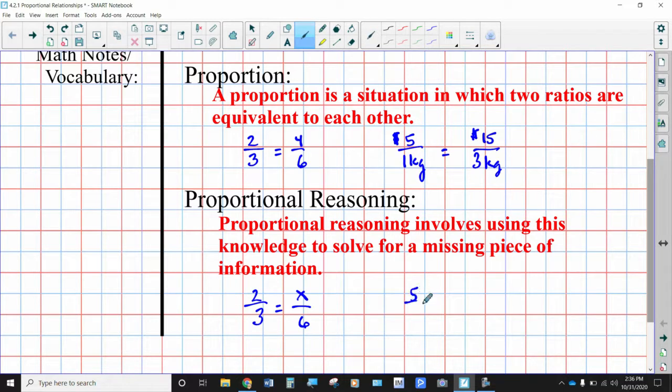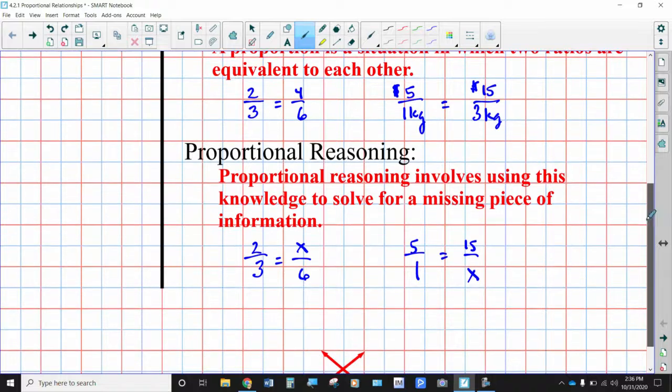If we say 5/1 is equal to 15/x, you look at that and say, okay, so if it's $5 for 1 kilogram, how many kilograms can you get for $15? Well, giant one says 5 times 3 is 15, and 1 times 3 will have to give you 3 kilograms. So this process is referred to as proportional reasoning when you're using it to solve a problem.